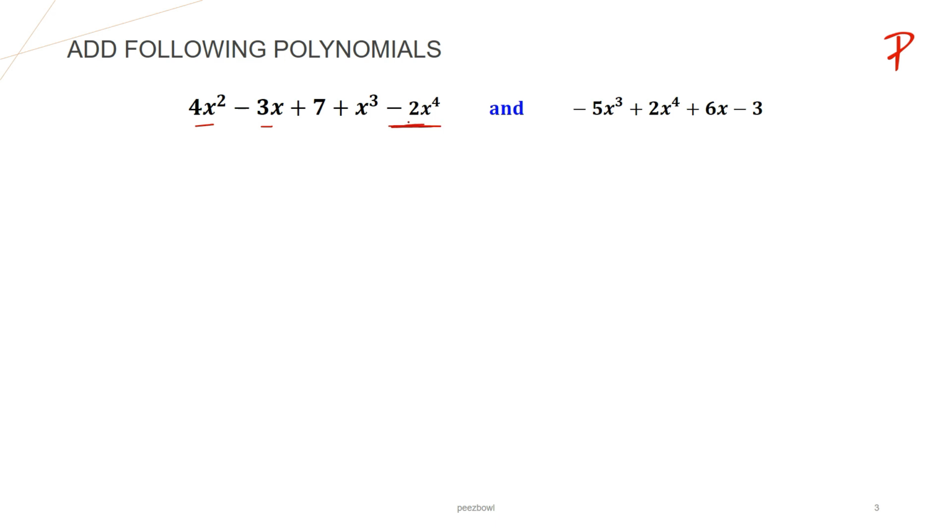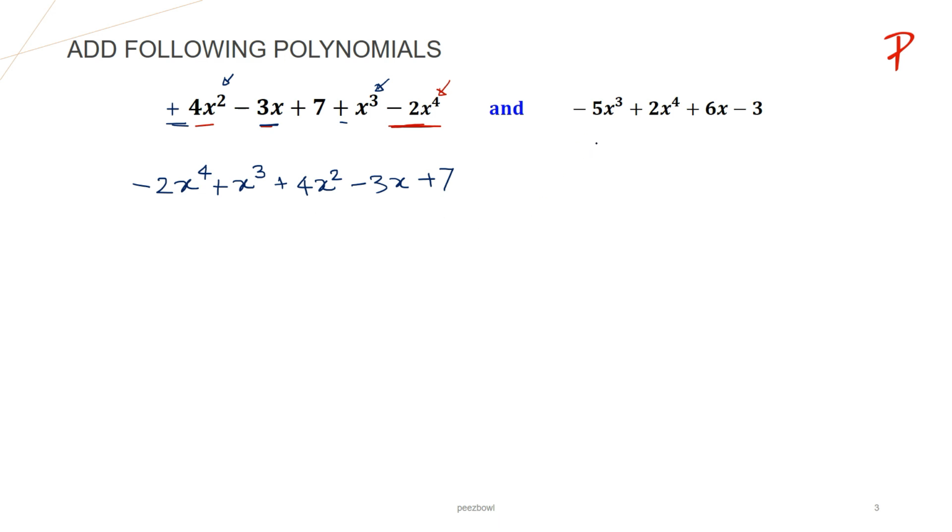Here you can see minus 2x to the power 4. It has the highest power of x, that is 4, so this term will come first. Then I look for the lower power of x. Here the power of x is 3 and it has a plus sign, so we will have plus x cube. After that I see x square. It has a plus sign, so I will write plus 4x square, then we have minus 3x, and at last we have 7. So this is how we arrange a polynomial in standard form.